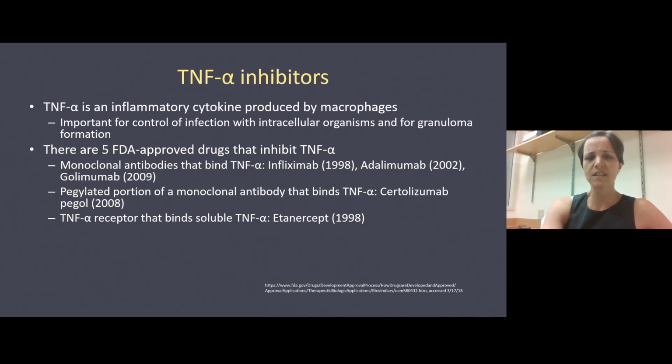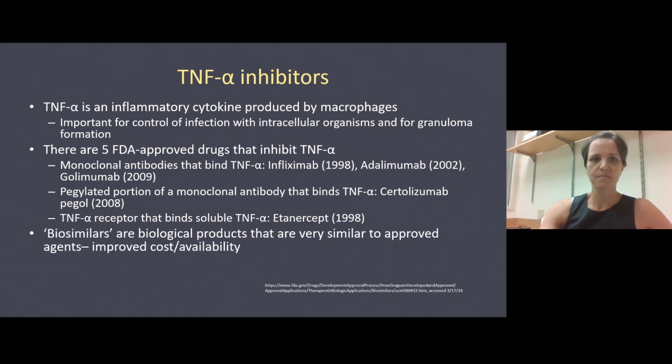The reason I go through this is mostly to tell you that etanercept is different. It's not a monoclonal antibody. The name doesn't end in mab. And so some of the infectious diseases complications are a little different.